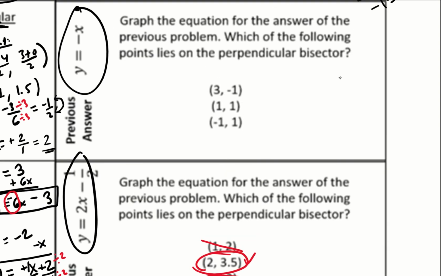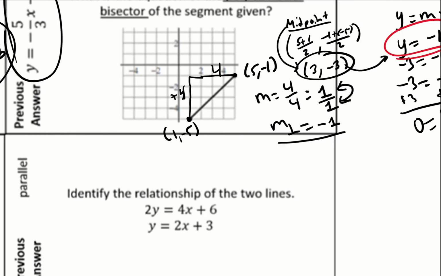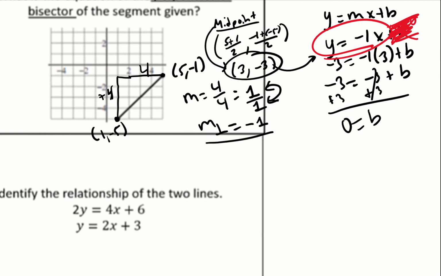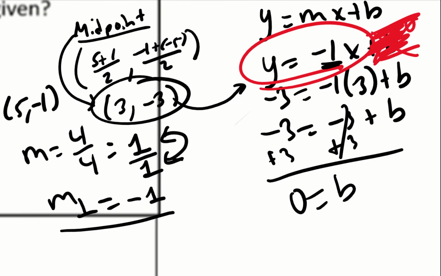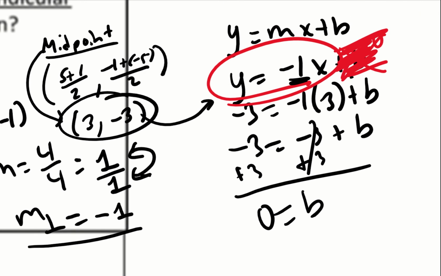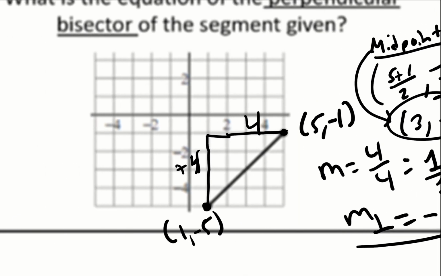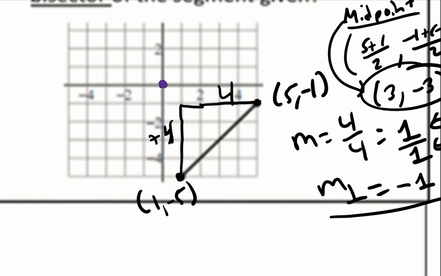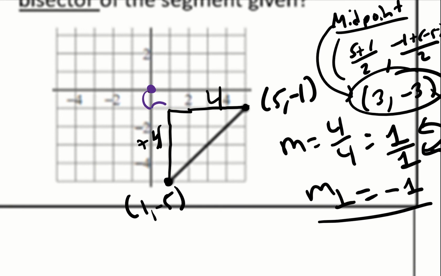Okay, graph the equation for the answer to the previous problem. Which of the following points lies on the perpendicular bisector? So let's go ahead and graph it. It's not hard to graph. It's only y equals -x, right? So the slope is -1 and the b is 0, which means it crosses the y-axis at 0. So it's going to cross right here. And let's use another color there. The slope is -1, so you're going down 1 over 1, down 1 over 1, and so on. Pretty easy equation to graph. So that's our perpendicular bisector, it cuts that at a 90 degree angle, and it cuts this in half.